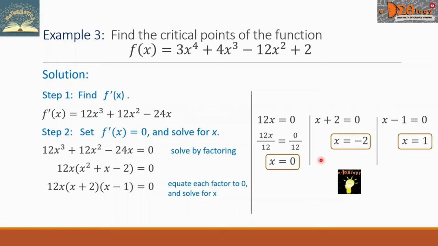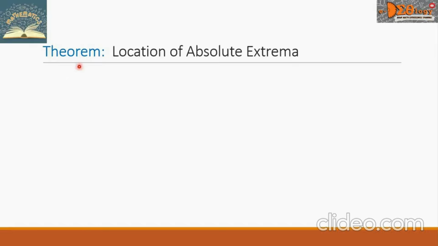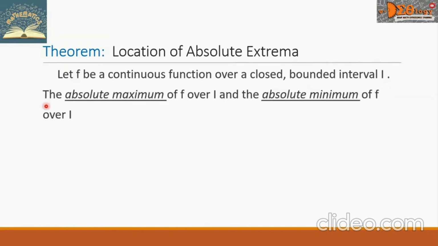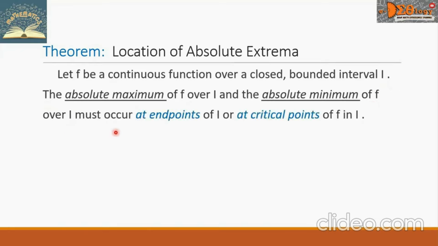So these are the critical points. Let us study this theorem. Let f be a continuous function over a closed, bounded interval I. The absolute maximum of f over I and the absolute minimum of f over I must occur at endpoints of I, or at critical points of f in I.